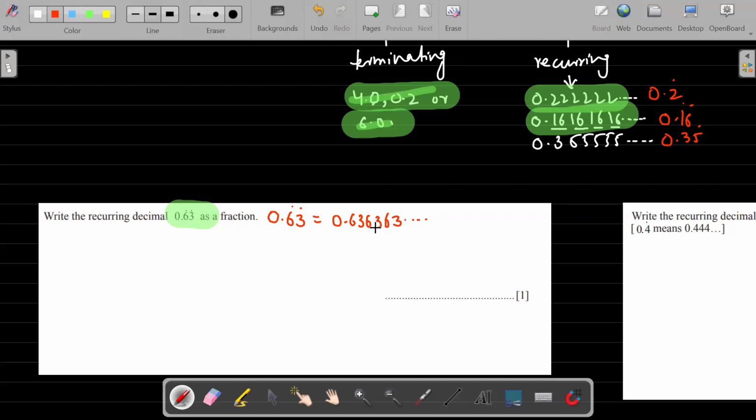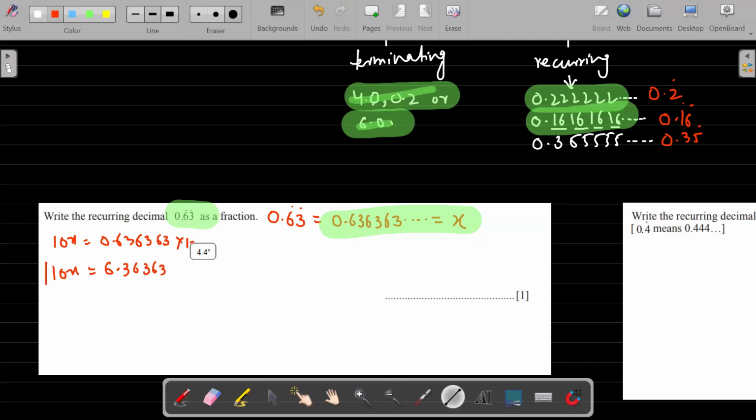So what am I going to do? I'm going to consider this quantity and put it equal to x. Now we are going to make two equations for that. First, let's multiply this whole equation by 10. It will be 10x equals 0.636363 times 10, which is 6.36363, so that is 10x.